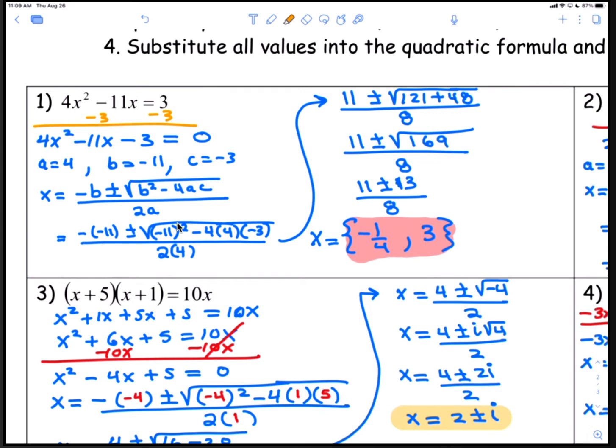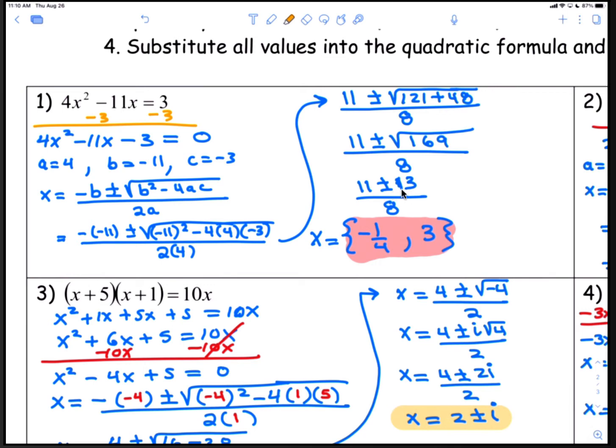which looks like this. The negative of negative 11 plus or minus the square root of negative 11 squared minus 4 times 4 times negative 3, divided by 2 times 4, which then gives us positive 11 plus or minus the square root of 121 plus 48 all over 8, which then becomes 11 plus or minus the square root of 169 over 8. The square root of 169 is 13.